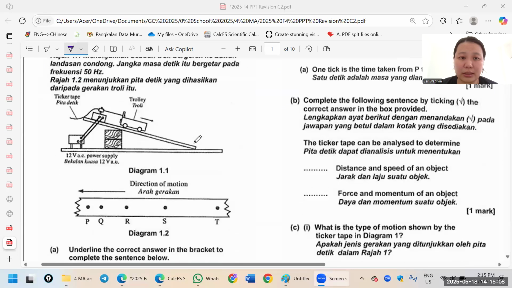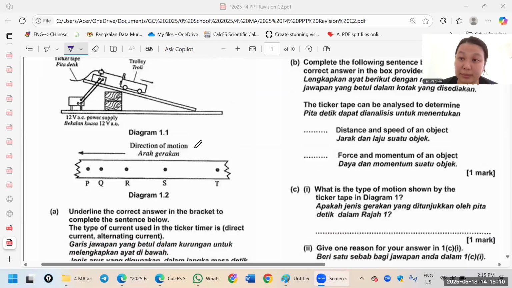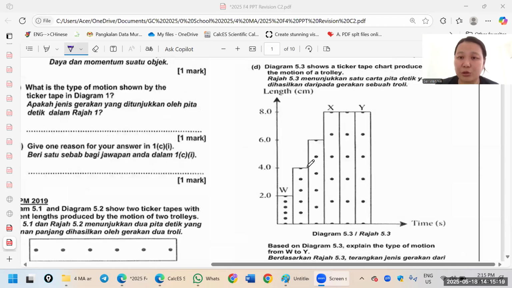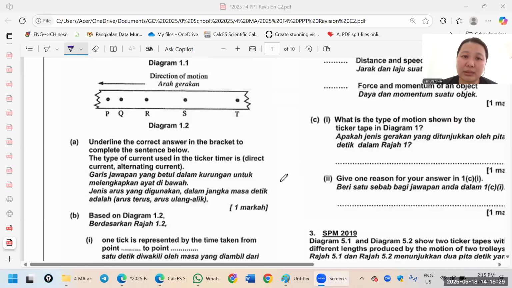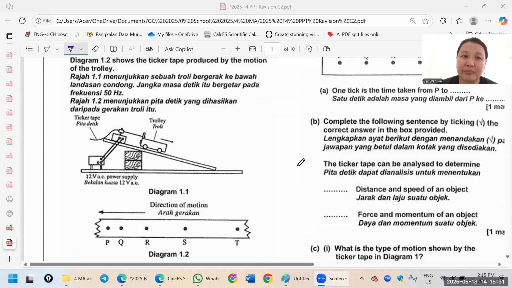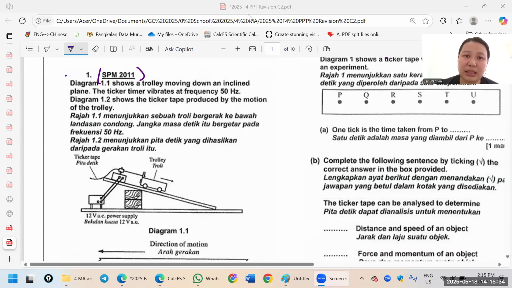Okay, hi everyone. Ticker tape questions have two types. One is one stripe. The other is where we cut the stripe into a few stripes and paste them together. Okay, so let's revise that. Actually everything is the same. The way to calculate is always the same.